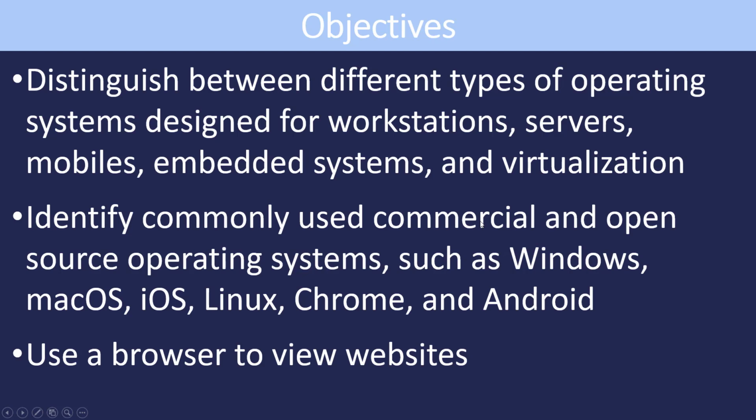The objective here is to talk about the different types of operating systems for workstations, servers, mobile devices, embedded systems, and virtualization. And we're going to identify some commonly used operating systems, both that are free and that we pay for. And lastly, we're going to cover using a browser to visit websites.